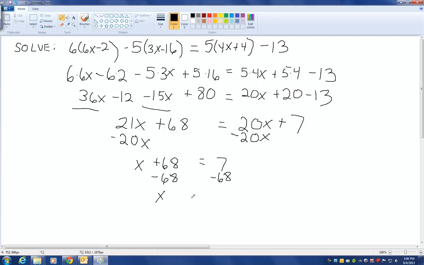We're just left with x on the left-hand side, and 7 minus 68 is just the opposite of 68 minus 7. And that is just going to be the opposite of 61, or negative 61. So negative 61 should be what comes in there and makes that true. It says to check. Again, I'm going to leave checking to you by yourselves on your own.